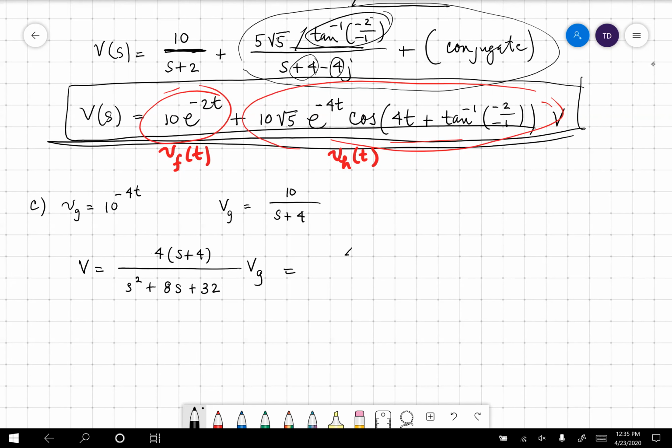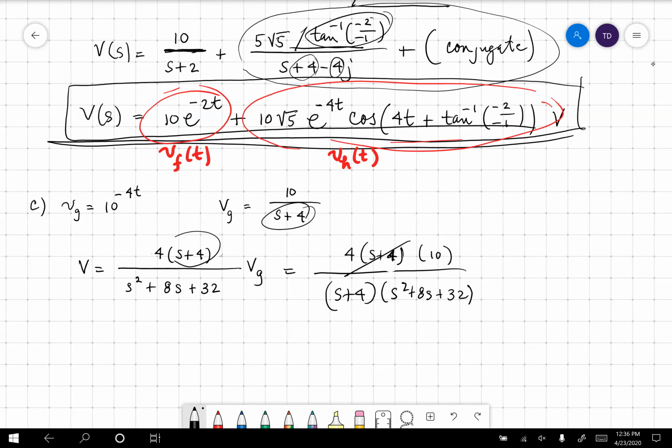Let's put our VG in there. 4 S plus 2 times 10 divided by S plus 4. Sorry, how did I get an S plus 2 there? I can't even copy correctly today. I'm shell-shocked. S plus 4 copies over. Now in the denominator, this S plus 4, and then multiply S squared plus 8S plus 32. And you can all see that those two terms cancel. So this is really neat.